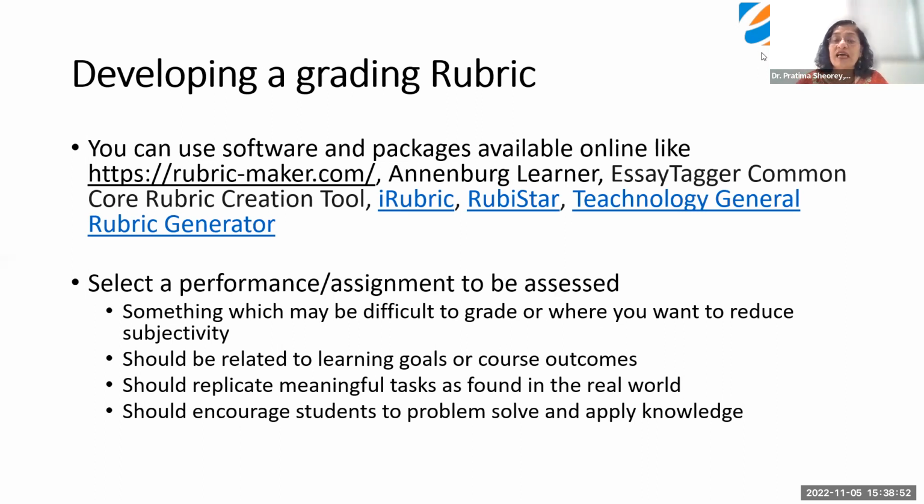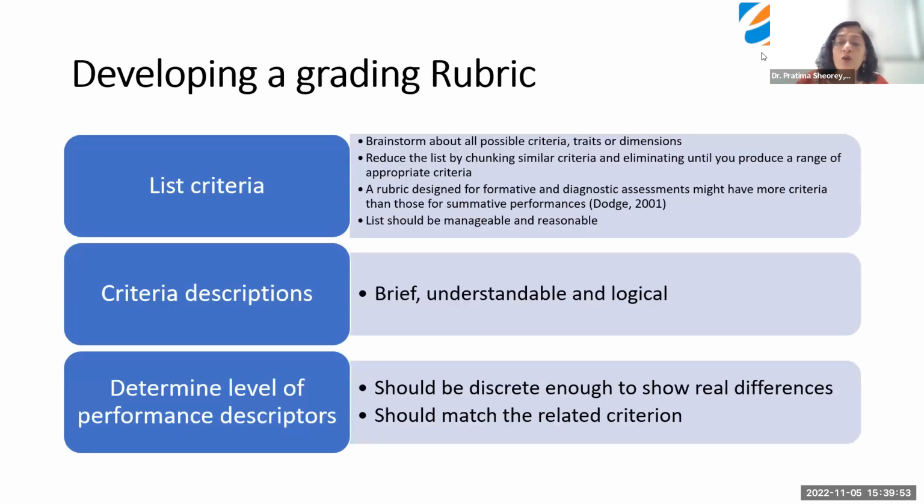So first, you select a performance or assignment to be assessed. You will want to design detailed rubrics where something is difficult to grade or where there is a lot of subjectivity, right? It should be related to learning goals or course outcomes, should replicate meaningful tasks found in the real world. Don't ask students to hypothesize, because if they feel it is not real, then you can't really grade them. Imagine this and that doesn't work. You want a good rubric, then you want the students to think in the way they should exhibit behavior once they reach the market or their job or whatever they are supposed to do in terms of applying, right? So it should be a meaningful task as found in the real world, and should encourage students to problem solve and apply knowledge.